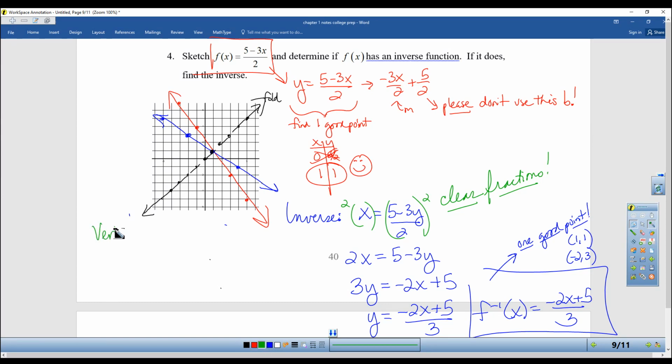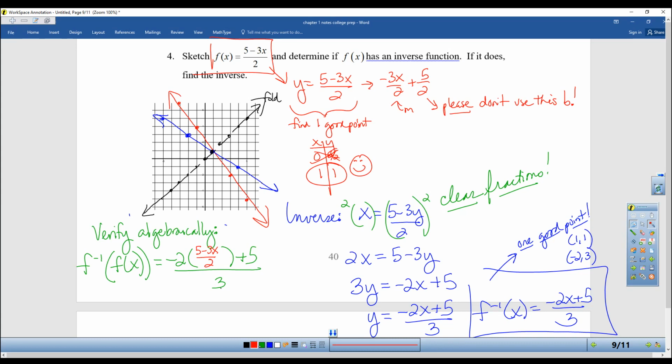Last step, we're going to verify algebraically. It doesn't matter which way you do it. I'm going to put F inside F inverse. So that means I write F inverse, negative 2 times something plus 5 all over 3. And what goes in there? The original. So (5 minus 3x) over 2.